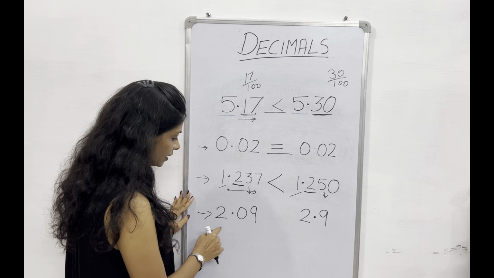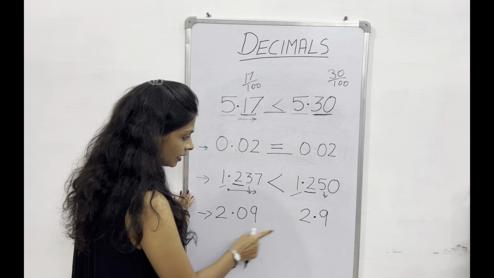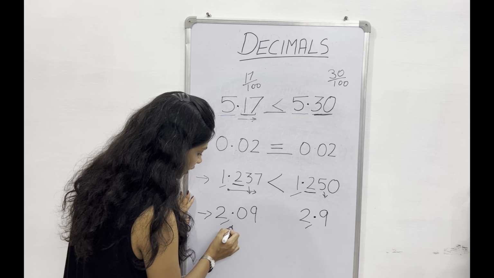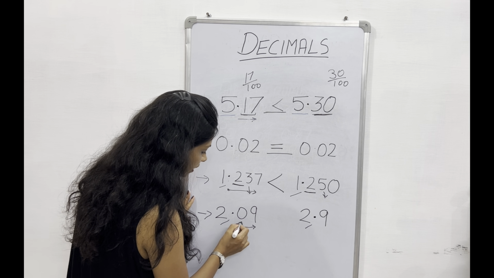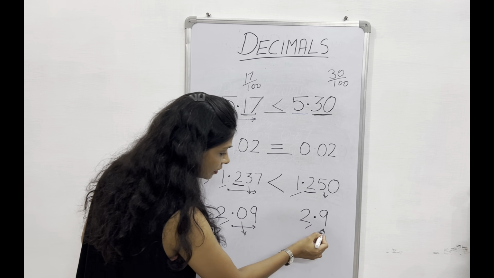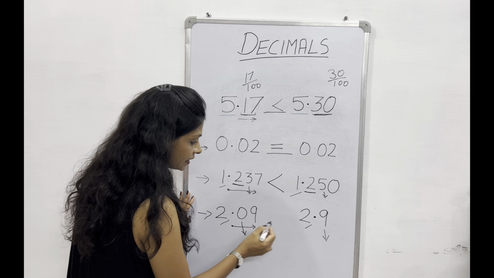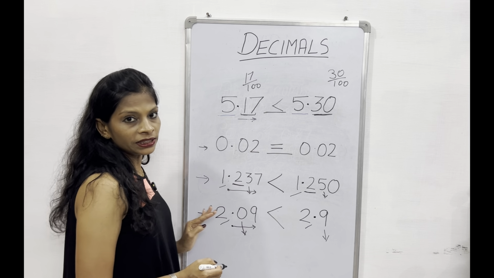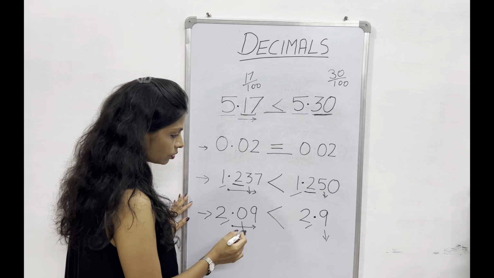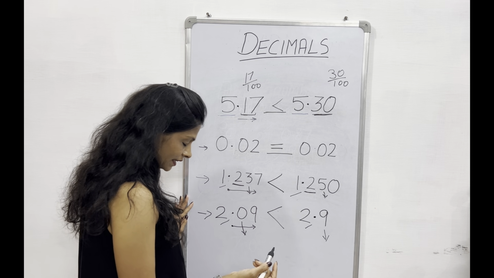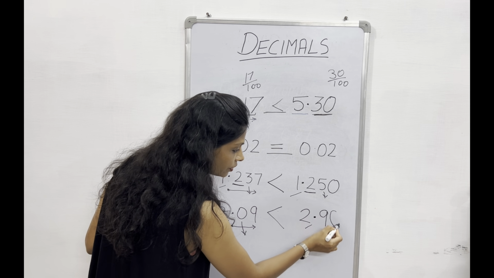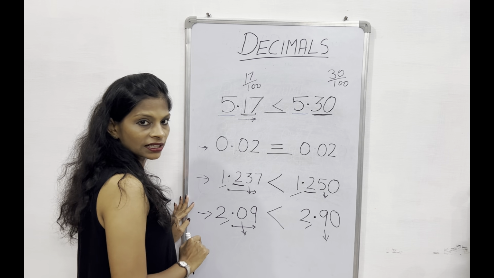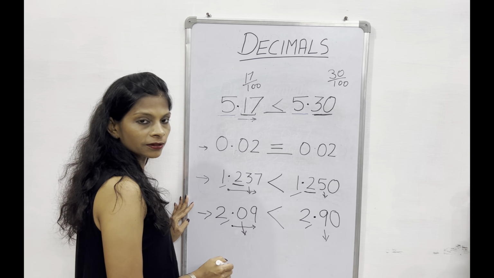Next example, here I have 2.09 and 2.9. Now the whole number is same again here. From the decimal, I start moving towards the right. The 1/10 digit is 0 here, and the 1/10 digit here is 9. And since 9 is greater than 0, that is why 2.9 would be greater than 2.09. And to remove any confusion here, I can always put a trailing 0 here. So 90 is greater than 9. That's the reason 2.9 is bigger.